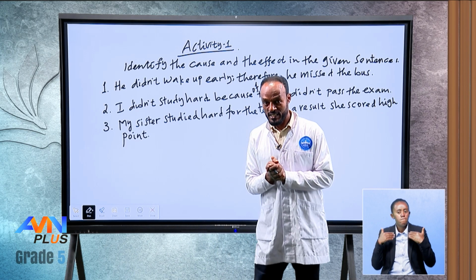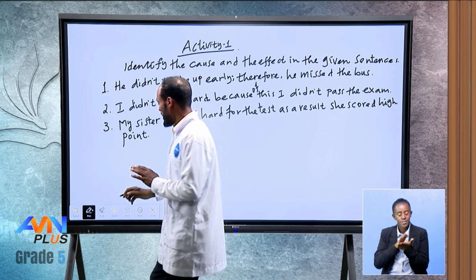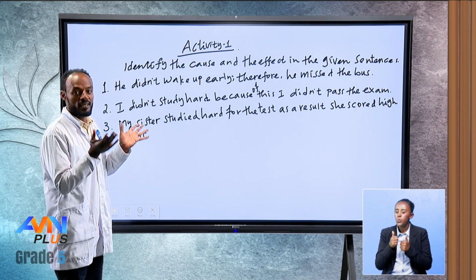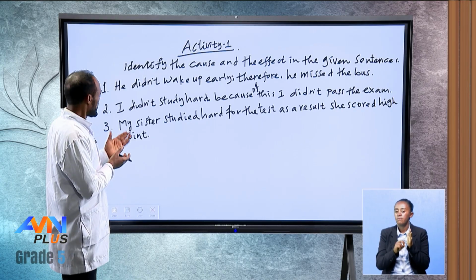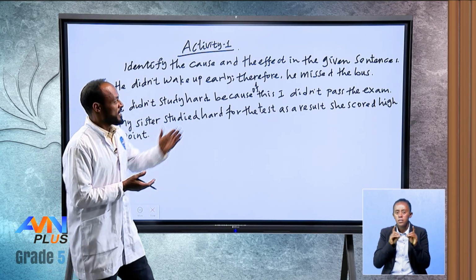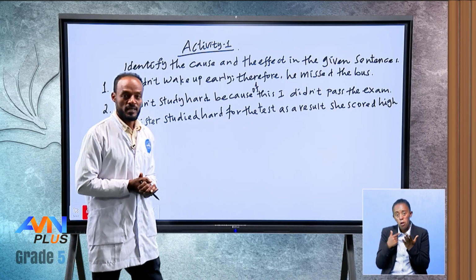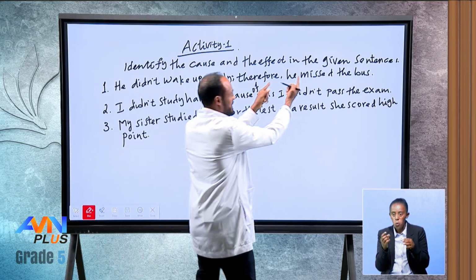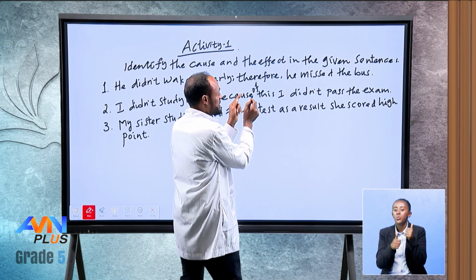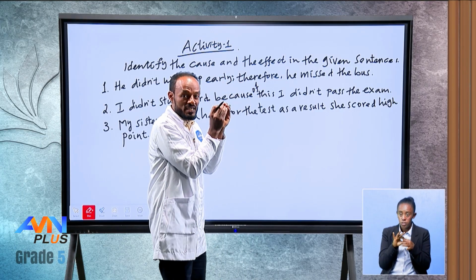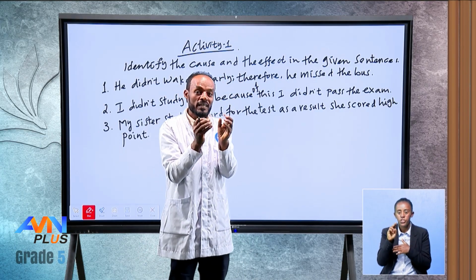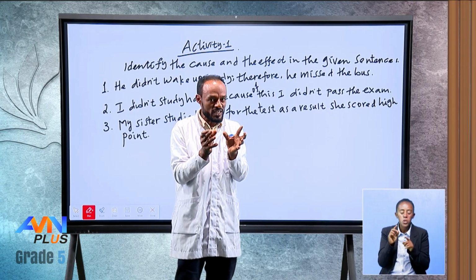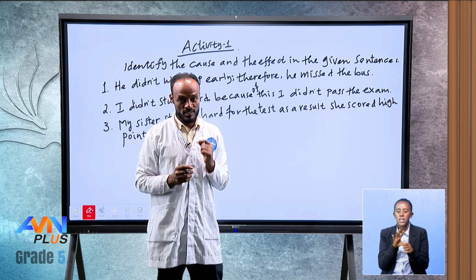Fantastic. I hope you did it. Nice students. Now we're going to identify which one is cause, which one is the result. So he didn't wake up early. Therefore, he missed the bus. Which one is the cause? The first sentence or the second sentence? This one is just the conjunction. Do you know conjunctions? Conjunctions are the words that we use to bring different ideas or different sentences together to make one complete sentence. Is it clear?